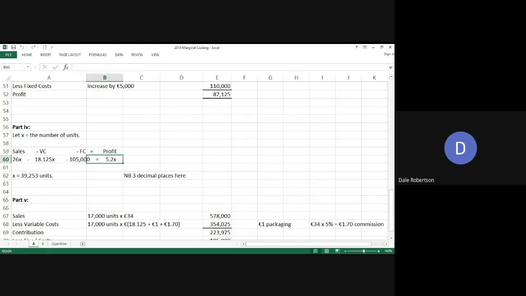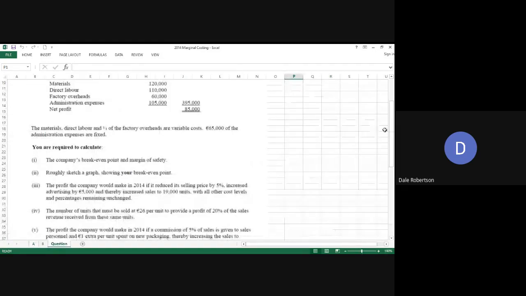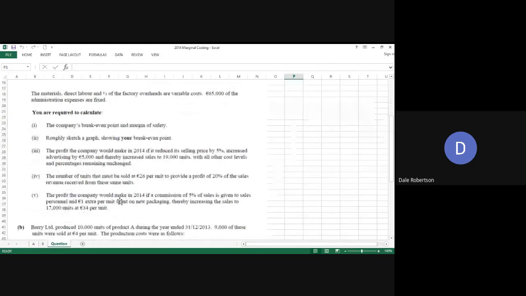And then part 5, I'm just going to go back to the question and read part 5 here. Part 5 says calculate the profit the company would want to make in 2014 if there is a sales commission of 5% of sales given to sales personnel. So here we have got a sales commission and €1 spent on extra packaging. Now both of those are going to be variable costs because they will increase according to how many things you sell. Extra commission, extra packaging. And they're both per unit figures rather than the lump sum we were given with the advertising.